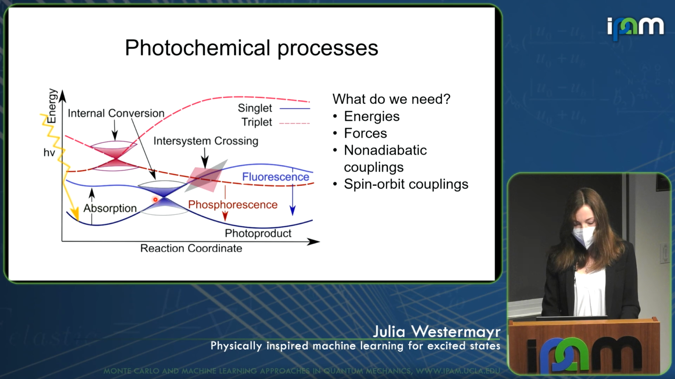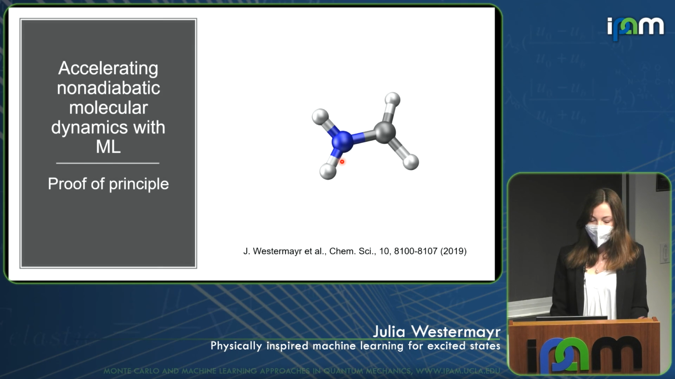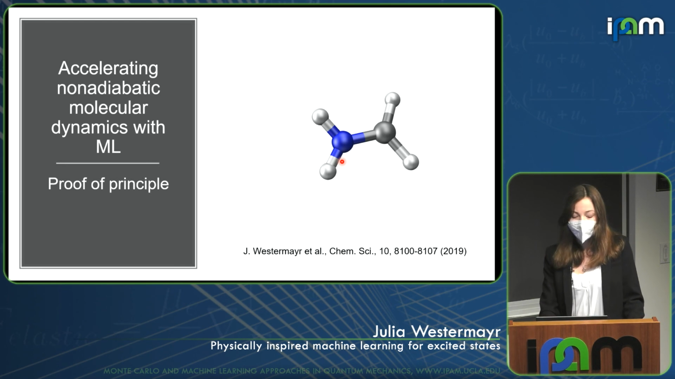Yes, and if you want to simulate transitions between states of the same spin multiplicity, then we need nonadiabatic couplings, and for different spin multiplicity, spin-orbit couplings. So these are the things that we need to learn. And when we started this work, there was almost nothing known about machine learning for excited states and whether we can actually use it. So we started with a proof of principle.